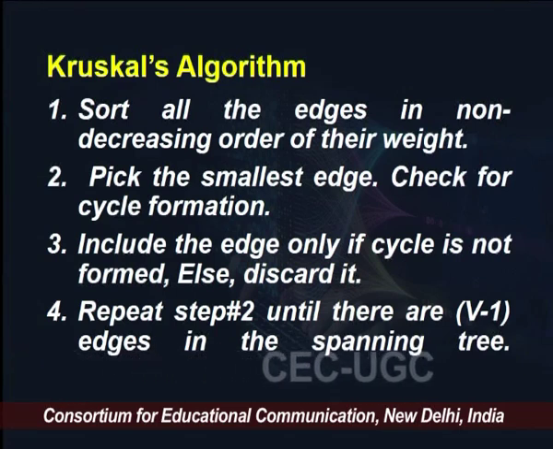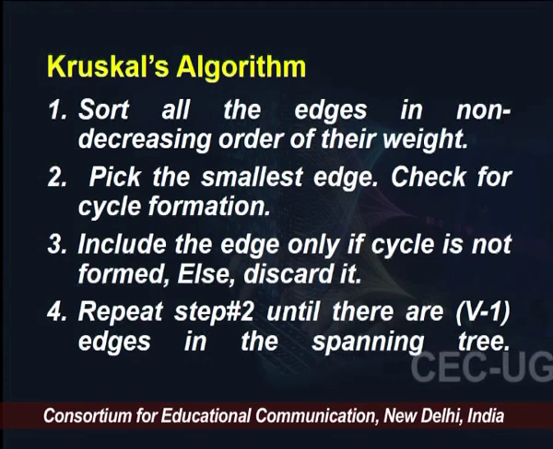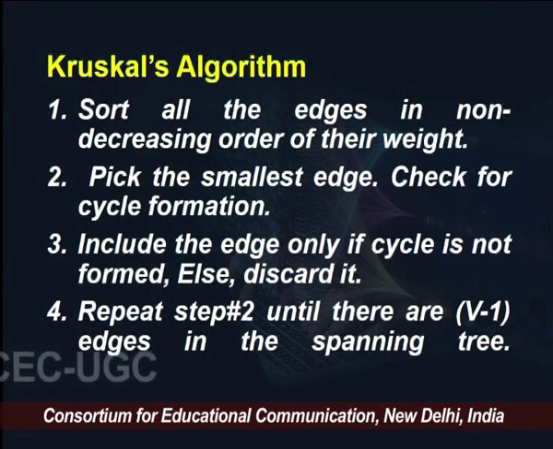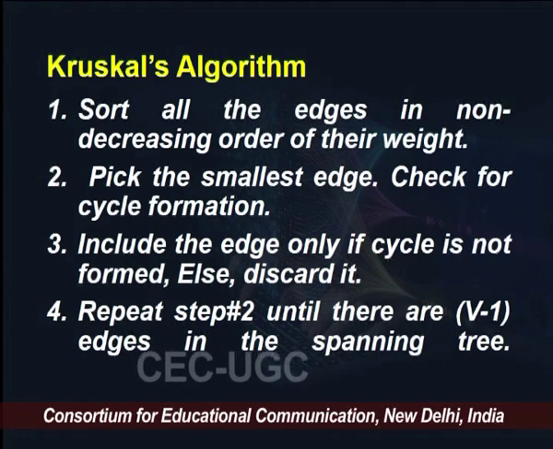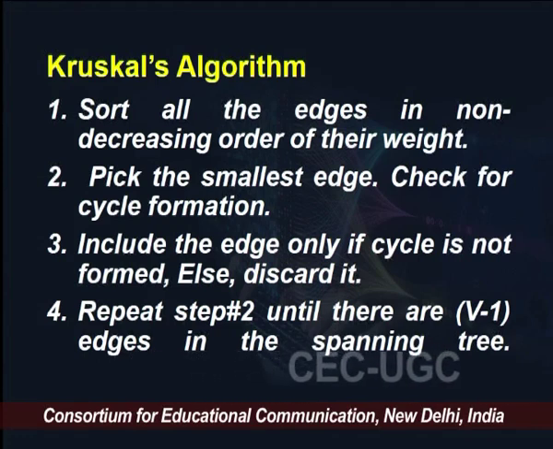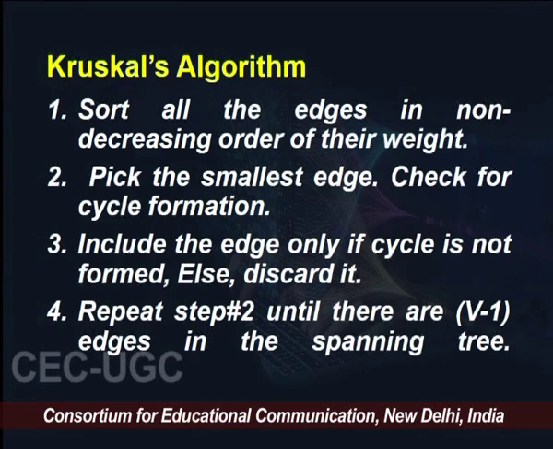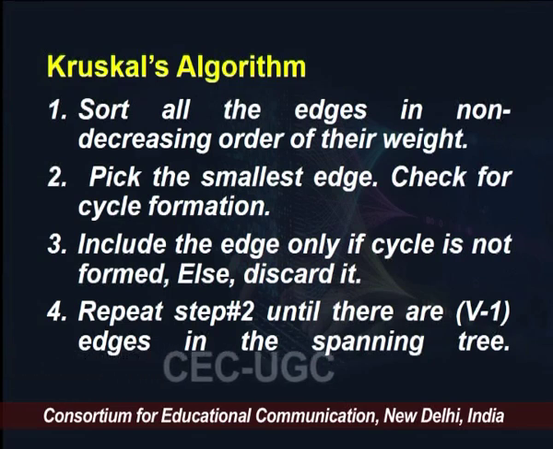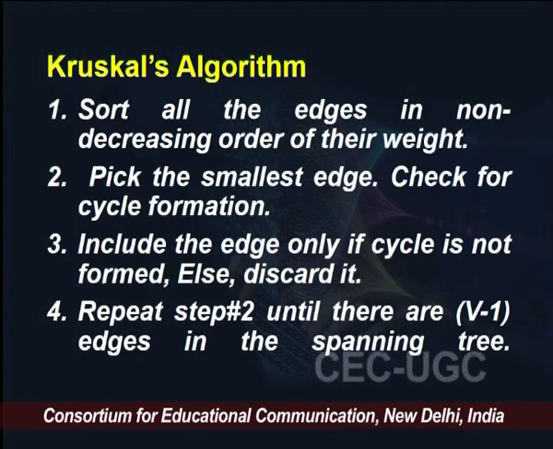Then we will be picking the smallest edge and check for the cycle formation. In some initial steps, it is not an issue unless it is a self edge. So, there will be no cycle formation, but every time we are going to pick an edge, we will be checking for the cycle formation, and then we will include the edge only if cycle is not formed, else we are going to discard it.